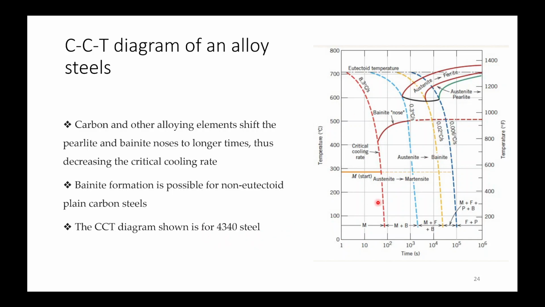Now this diagram I have already explained in various questions. So with different cooling rates, you will be getting these different microstructures. It can be martensite, a mixture of martensite and bainite, martensite, ferrite and bainite, martensite, ferrite, pearlite and bainite, or ferrite and pearlite.